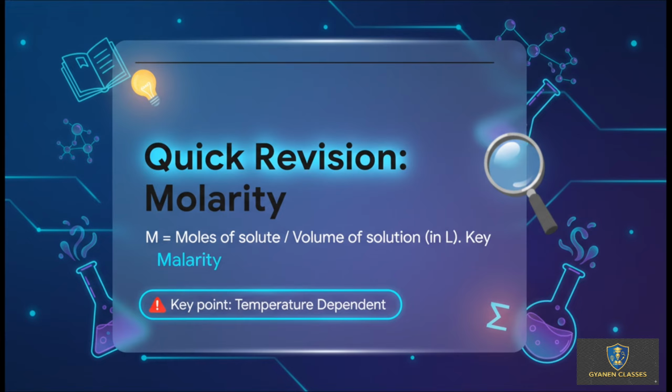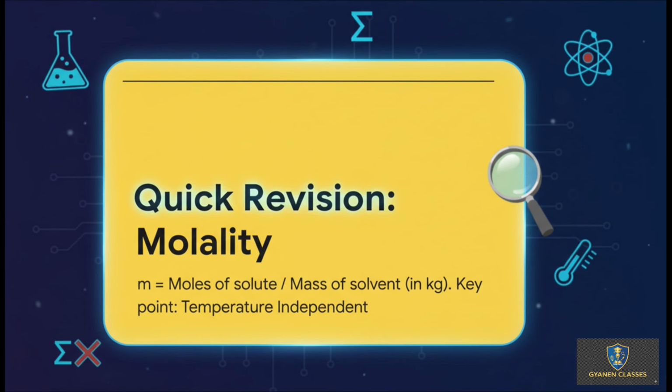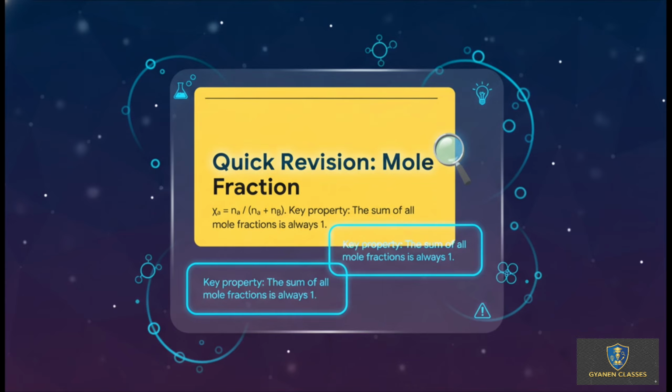Molarity, capital M, it's moles of solute over volume of solution in liters. And the key thing to remember, it is temperature dependent. Next up, molality, small m, that's moles of solute over mass of the solvent in kilograms. And its key point, it's temperature independent. And finally, mole fraction, chi: moles of one component divided by the total moles. And don't you forget that magic property, the sum of all mole fractions is always equal to 1.